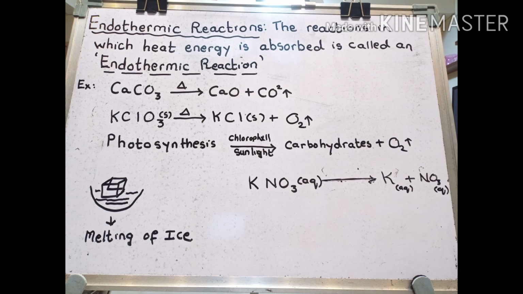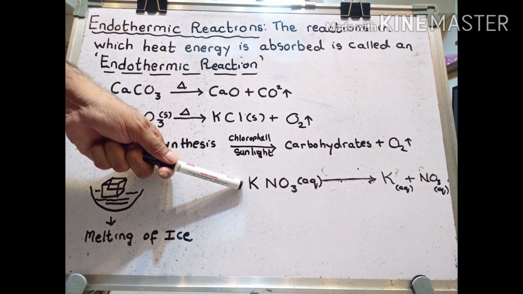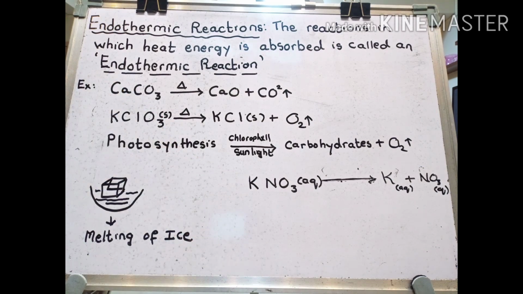Then you also have the dissolution of potassium nitrate in water. When potassium nitrate is put in water, it absorbs heat energy from the surroundings and from the water as well, and then splits into potassium and nitrate. I told you this is a physical process. It can't be termed a chemical process. It absorbs heat energy and just splits up into potassium and nitrate.